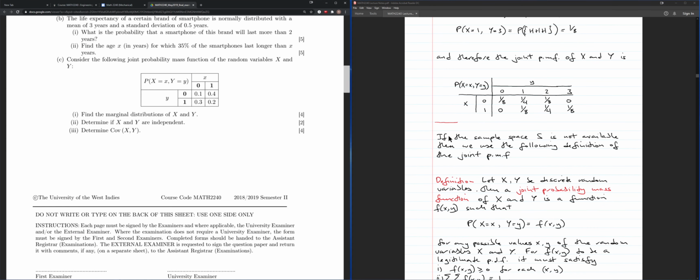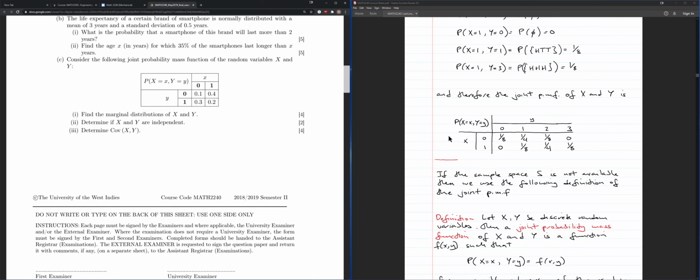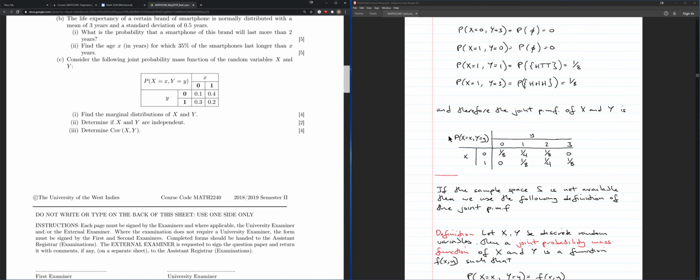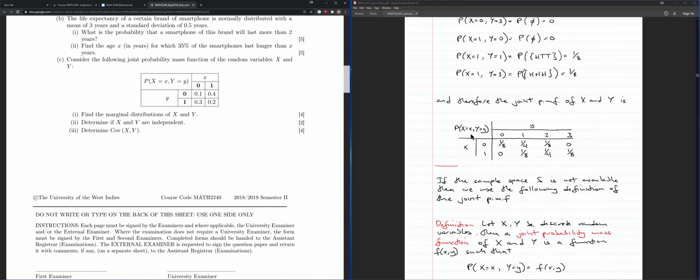Alright, so what we just did is, for an experiment with two random variables x and y, we worked out each of these joint probabilities and assembled them into a table to get your probability mass function. So this probability mass function in fact came from an experiment. But it is possible that someone can just give you a probability mass function and ask you to work with it.